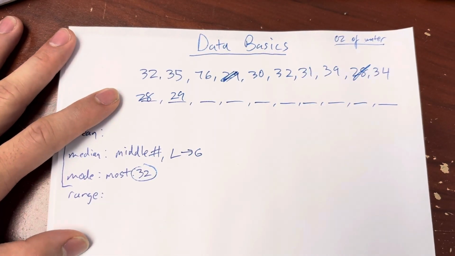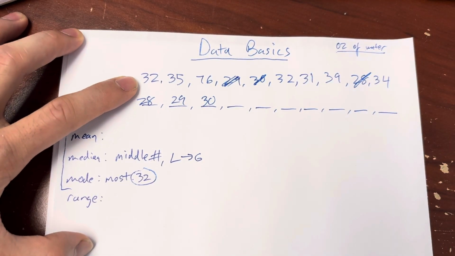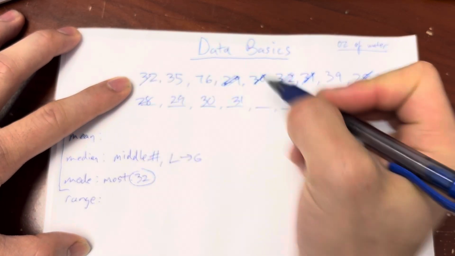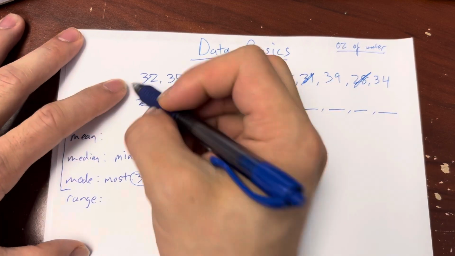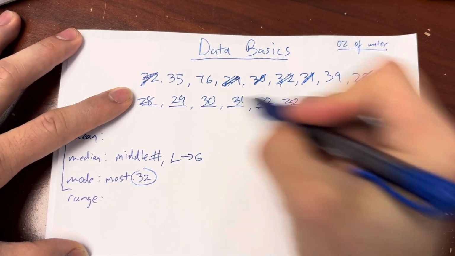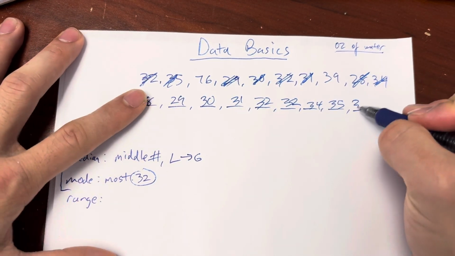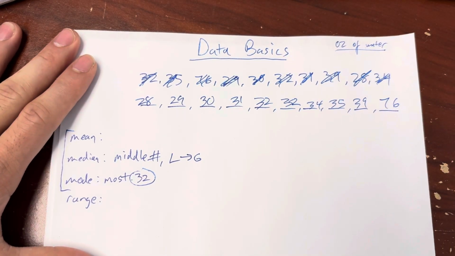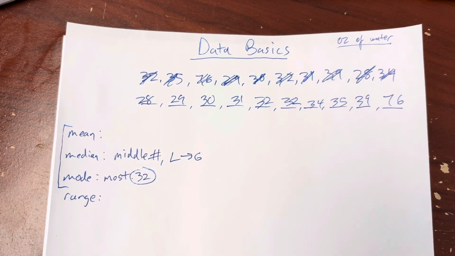So now we are in the 30s. I see 30 here, so I'm going to cross out 30. 31 is next. And 32 repeats itself twice, so I'm going to put 32, 32. And after that, I'll cross that out, 34 over here, 35, 39, and then 76 as the last number, okay? Bam. Now I have all these numbers from least to greatest, and then I can figure out what's the middle number, okay?